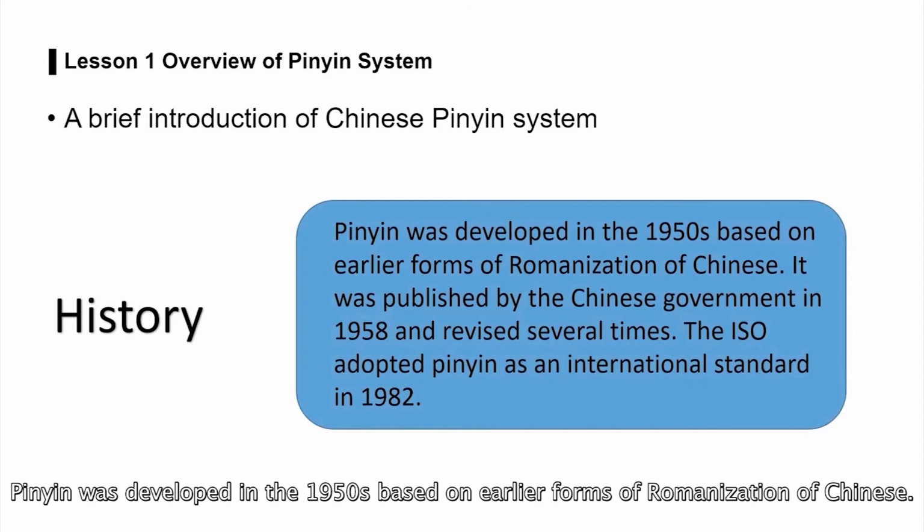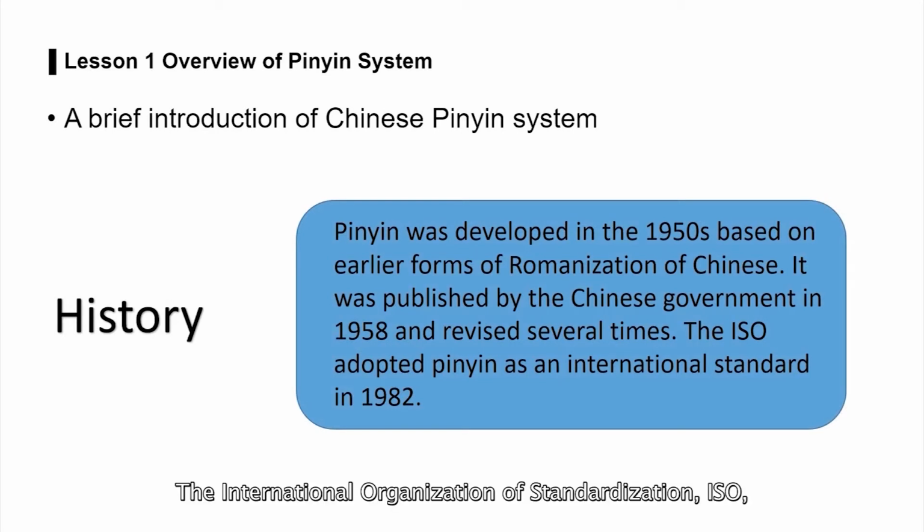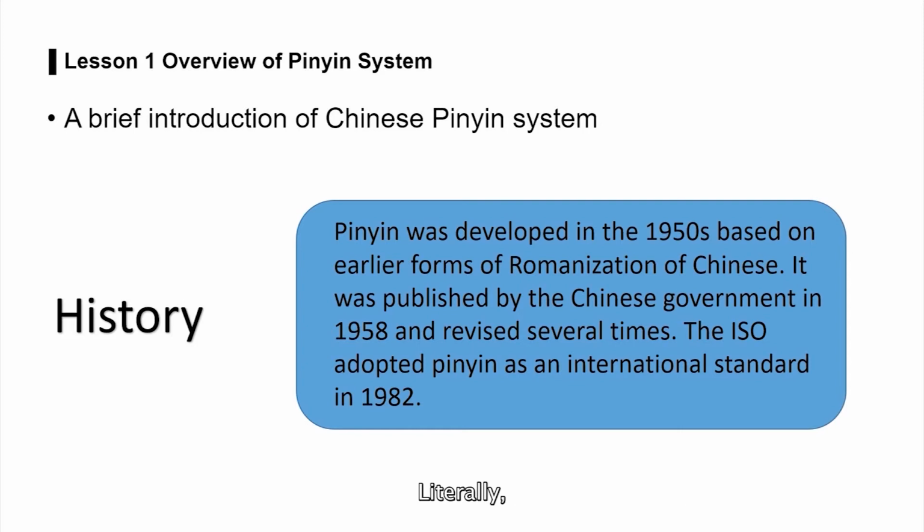Pinyin was developed in the 1950s based on earlier forms of romanization of Chinese. It was published by the Chinese government in 1958 and revised several times. The International Organization for Standardization, ISO, adopted Pinyin as an international standard in 1982. Literally, the word Pinyin means spelled sound.